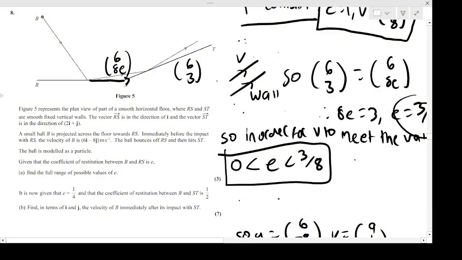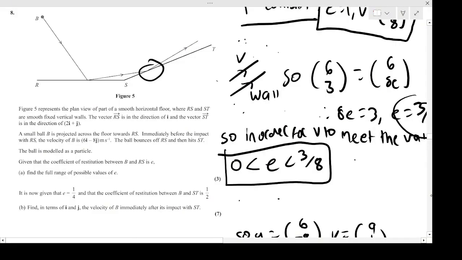Okay, then we're told it's now given that E is 1/4 and the coefficient of restitution is 1/2 with the second wall. And so we need to find, in terms of I and J, the velocity after the impact with the second wall. Okay, so I'm going to get rid of all this now, right? So now it's asking about the second collision. So it just wants me to find the velocity. Okay, it's fairly standard now. I'm given all the values. So it's just a standard procedure at this point.